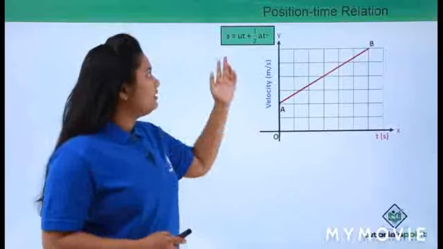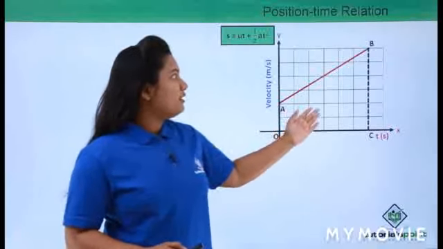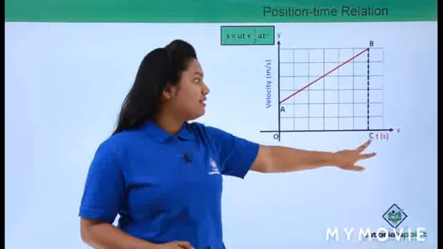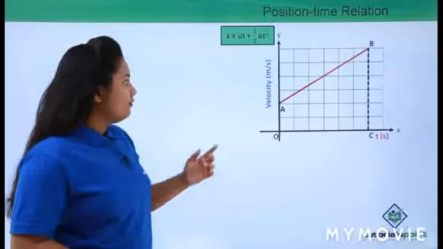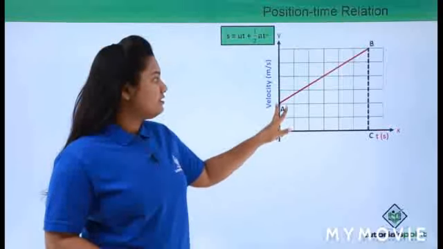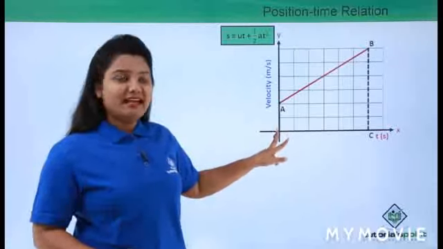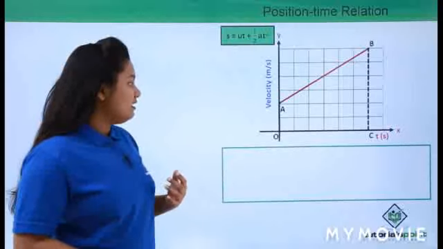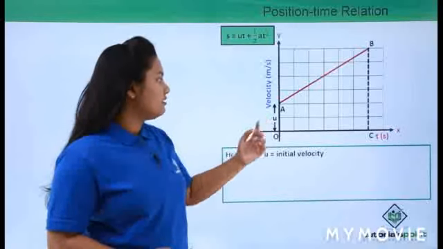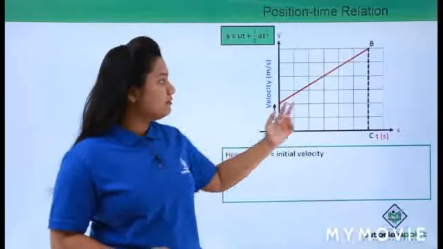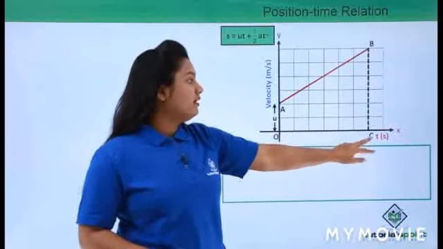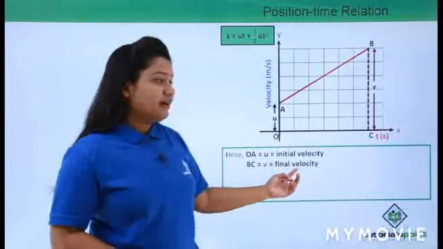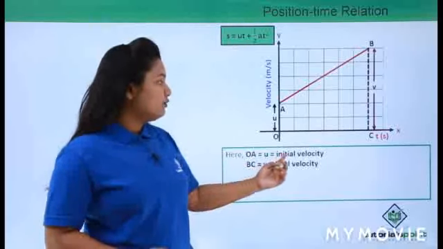Now, in order to derive this relation, we'll be drawing a perpendicular from point B on the x-axis, which touches the x-axis at point C. We know that the body has not started from zero velocity, but had a certain initial velocity, which is given by OA. So our initial velocity is given by OA, which is u. And the final velocity of the body is given by the length BC, which we will take as v. So BC equals v, the final velocity, and OA equals u, the initial velocity of the body.